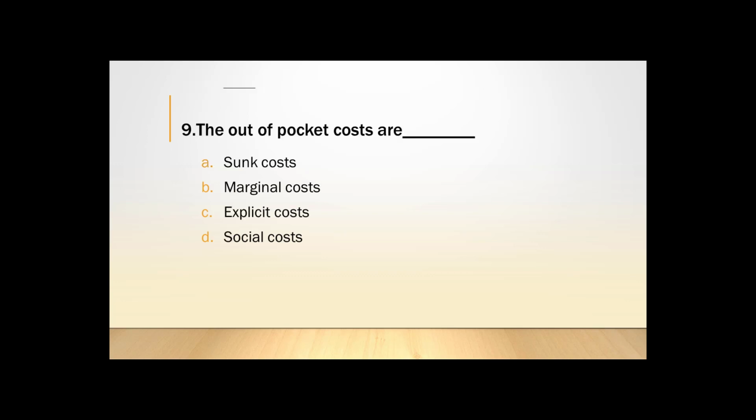Question number 9. The out-of-pocket costs are option A, sunk cost, B, marginal cost, C, explicit cost, D, social cost. And the answer is B, that is marginal cost.